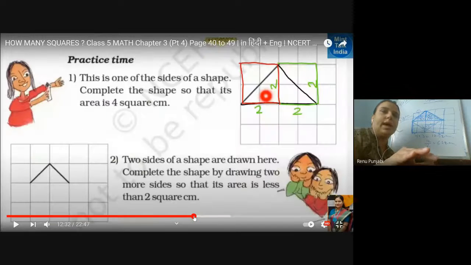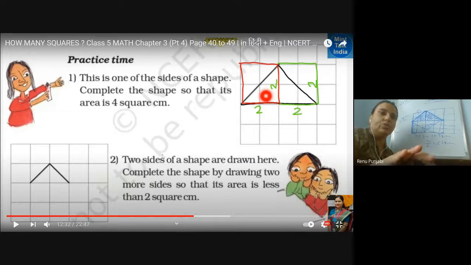Go to the next one. This is one side of a shape, complete the shape so that its area is 4 square centimeter. Now they have given one triangle, isko complete karna hai. So when you complete this and make the squares, area of one triangle is 2 because how? Half of the square, and the area of the other triangle will again be 2, half of the square. 2 plus 2 is 4 squares. So this way you can find out the area of this figure.